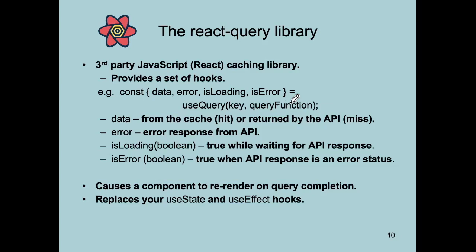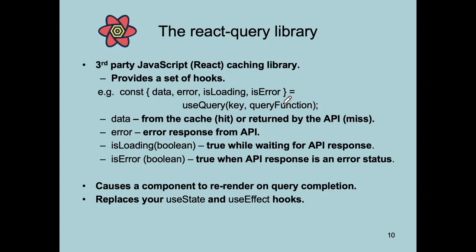So when you use the useQuery hook, specifying your key, and you also give it a reference to the query function, if it already has the data in the cache, then it simply returns it. If it doesn't, it invokes this function, which takes care of communicating with the backend. When the response comes back from the backend, it then takes the response and puts it into the cache and then returns the data to you.